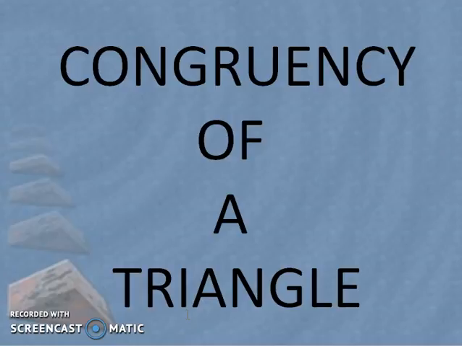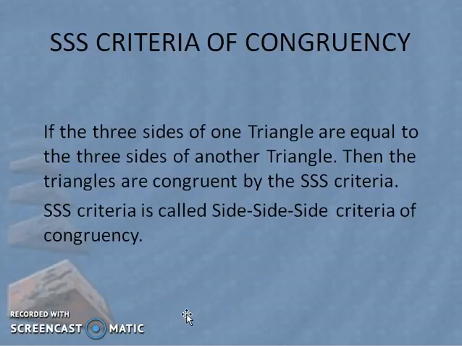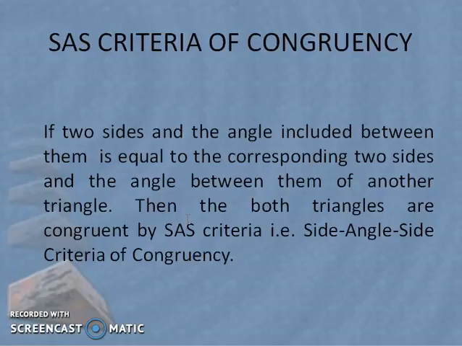Here I'm going to cover the congruency of a triangle. Basically, there are types of congruency, which are SSS, SAS and ASA criteria of congruency. The first one is SSS: if the three sides of one triangle are equal to the three sides of another triangle, then the triangles are congruent by the SSS criteria. SSS is called the side-side-side criteria of congruency.